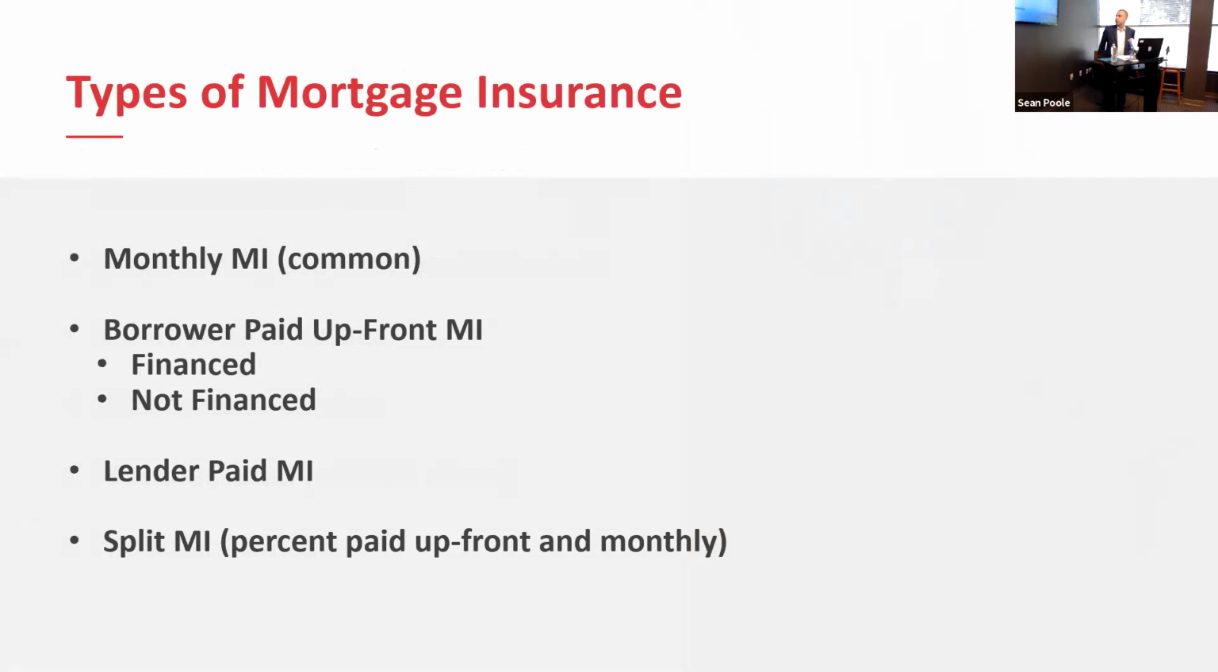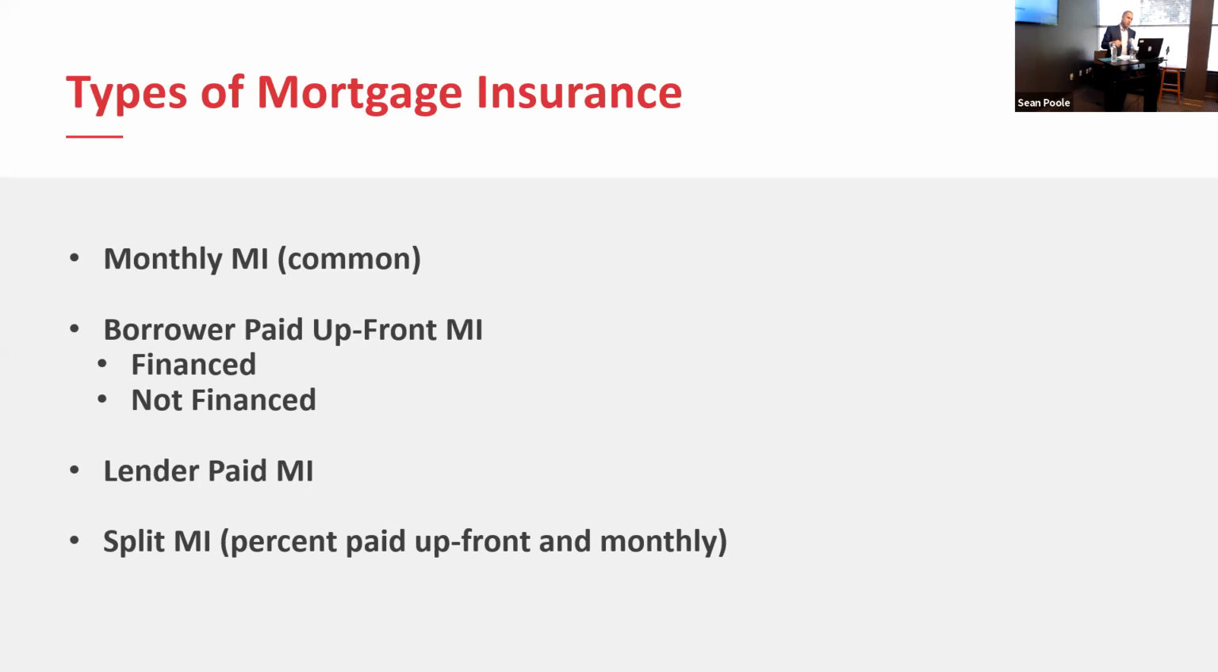So here are the different types of mortgage insurance. The most common one that most of you see is the monthly mortgage insurance, but it's usually not the best type of mortgage insurance, depending on the buyer and their credit scores. Most of my people with really good credit scores that are putting either 5 to 10% down or 15% down end up doing the upfront mortgage insurance.